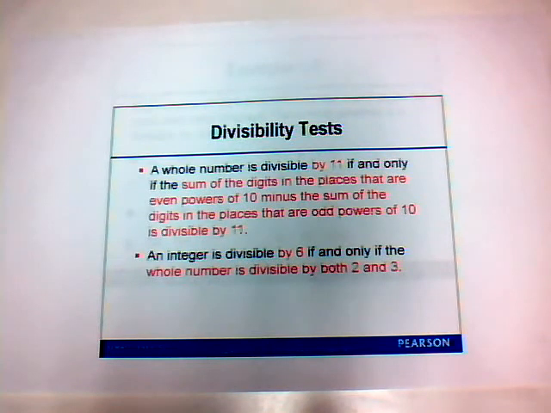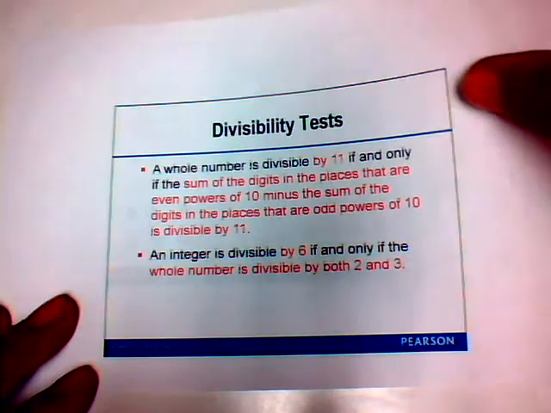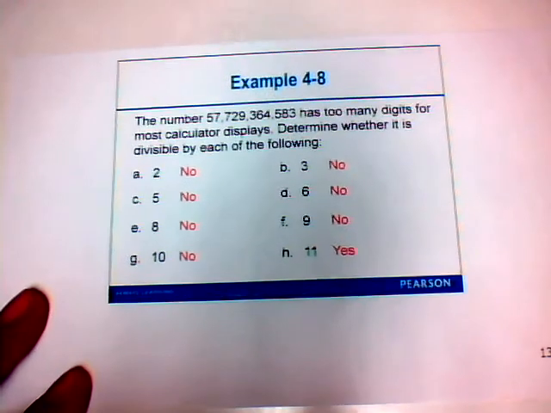Because this divisibility test for the number 11 is kind of tricky, you have to look at the sum of the digits in the places that are even powers of 10, subtract that minus the sum of the digits in the places that are odd powers of 10. That difference must be divisible by 11. And then an integer is divisible by 6 if and only if the whole number is divisible by both 2 and 3. Okay? Because 2 times 3 does give us 6. And here's some examples of just that.